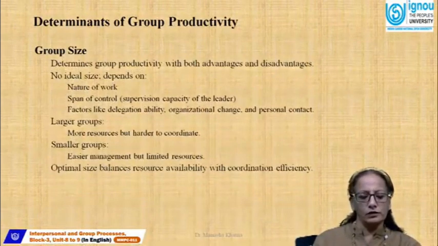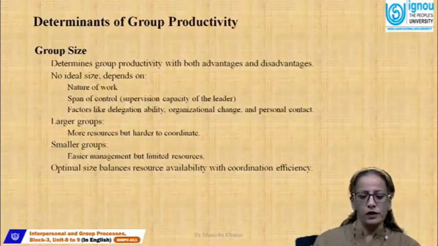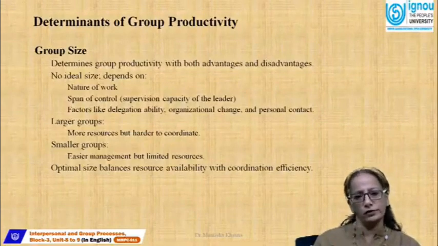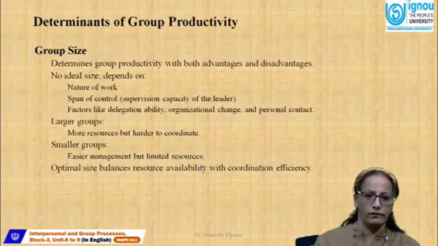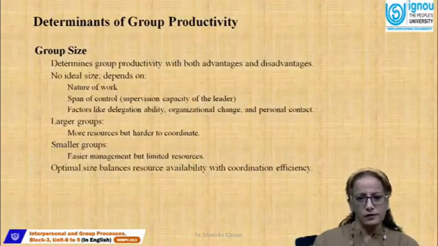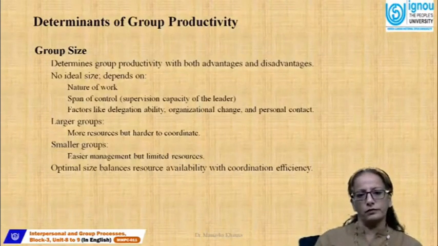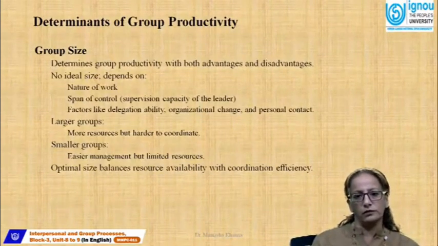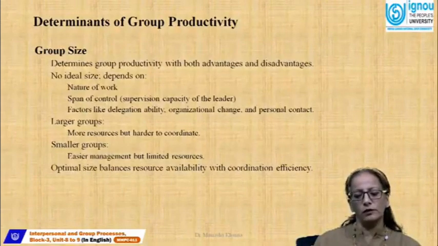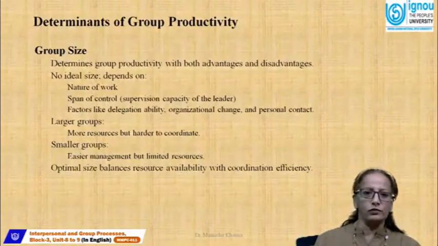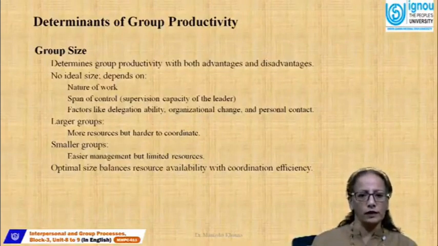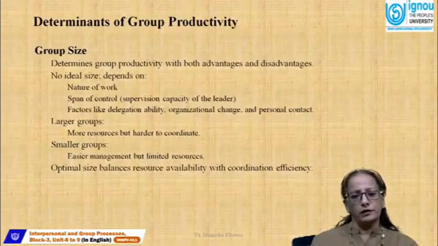When there are smaller groups, it is easier to manage, but there are limited resources. It is seen that it is very easy to manage a small group because everybody knows everything about everyone. Sometimes it's like that, but it has limited resources. It has limited people who really work on that particular project or task. So optimal size balances resource availability and coordination effectively. The group size has to be not very large or very small, because each has its own merits and demerits.